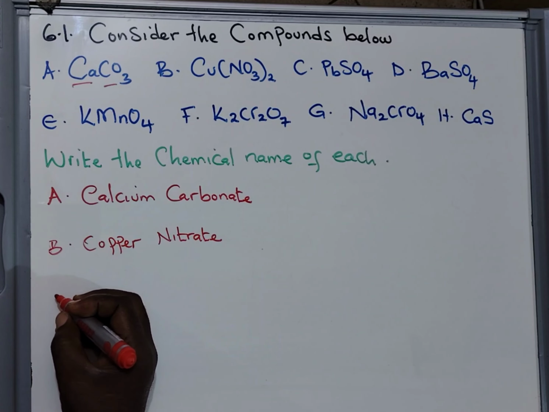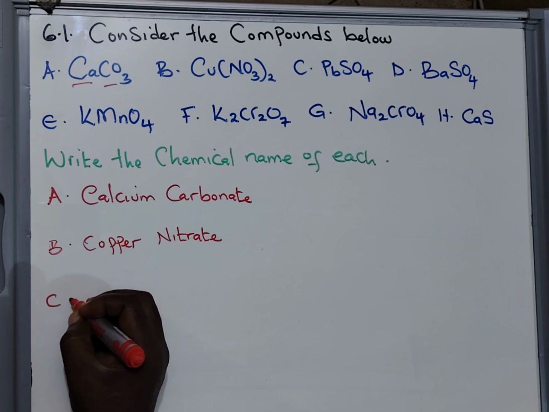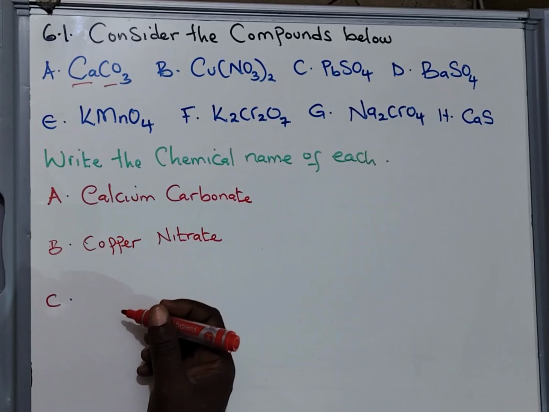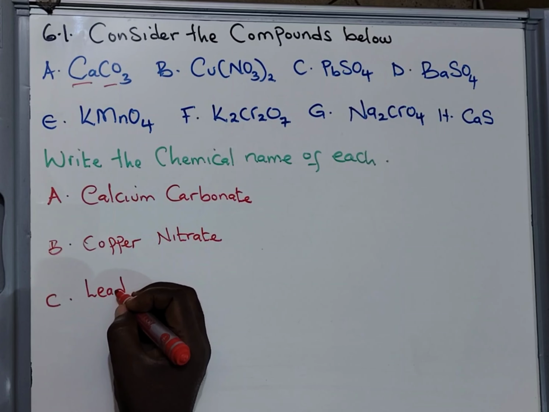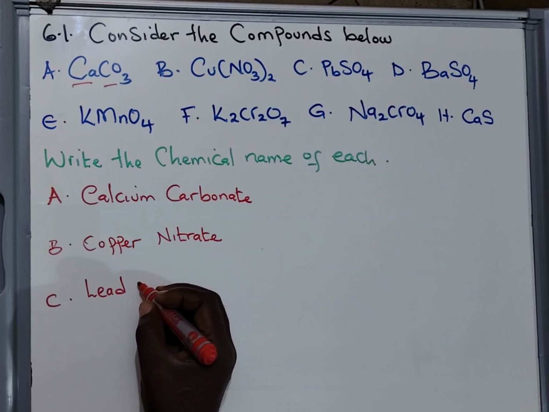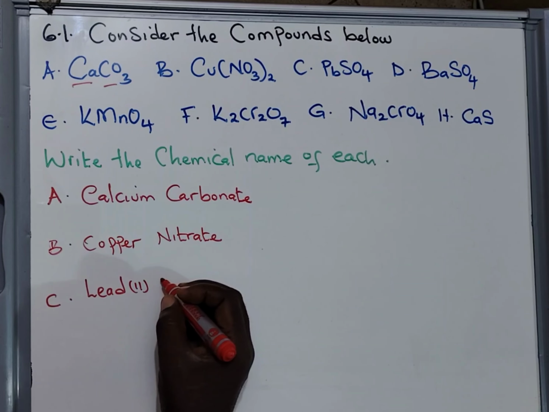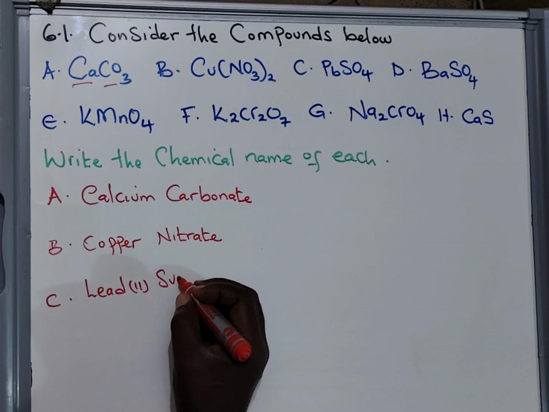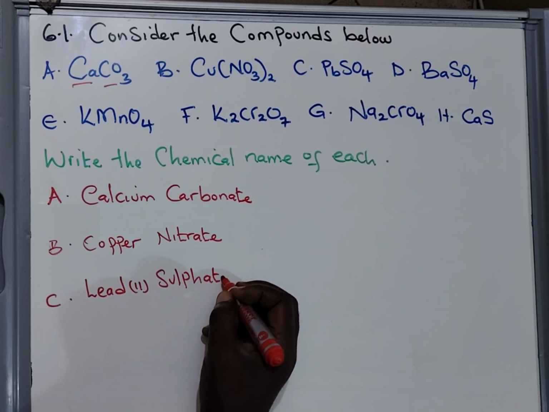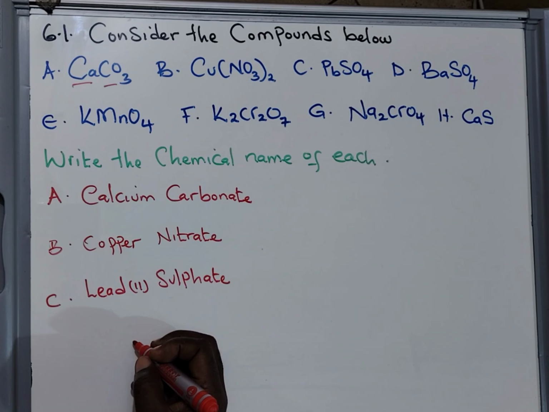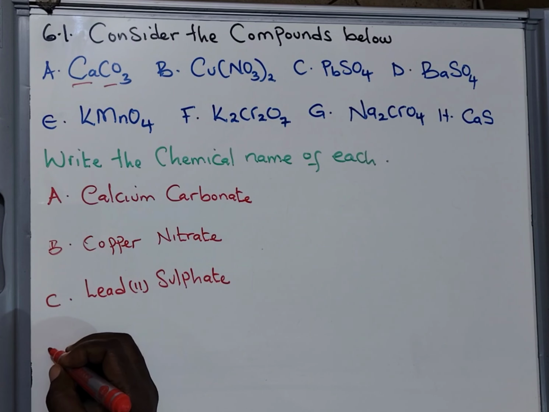Okay, let's go to C. What's the chemical name of C? Lead, also lead II sulfate. Why? Because lead has 2 and 4. Let's go to D.